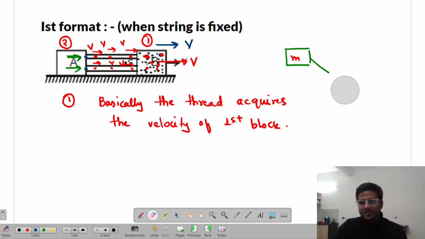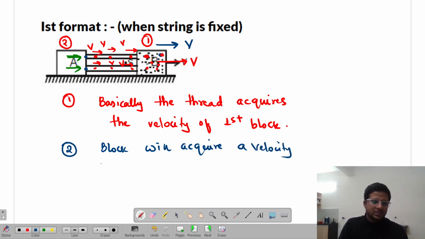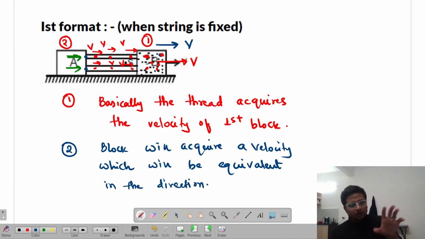Velocity के डायरेक्शन में बेसिकली what will happen is that this block 2 is going to acquire a velocity which will be equivalent in the direction of thread. तुम खुद सोचो, ब्लॉक ए को चलना कहाँ चाहिए? अगर स्ट्रिंग को टाइट रखना है तो ब्लॉक ए को उसी थ्रेड के डायरेक्शन में चलना होगा ताकि स्ट्रिंग ऑलवेज टाइट रहे, है कि नहीं?